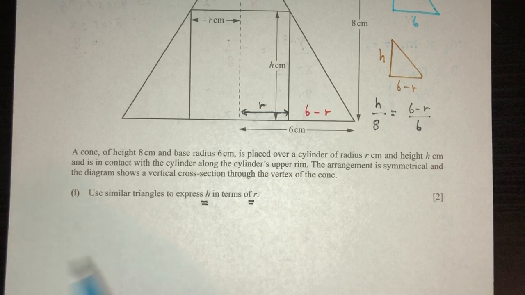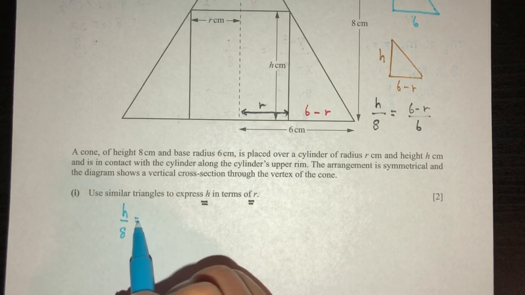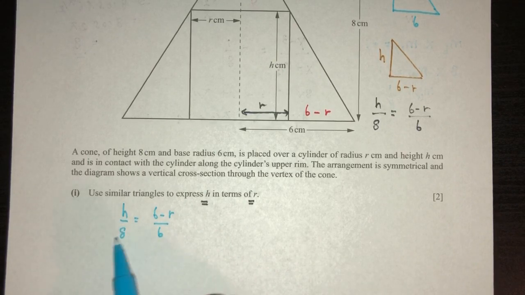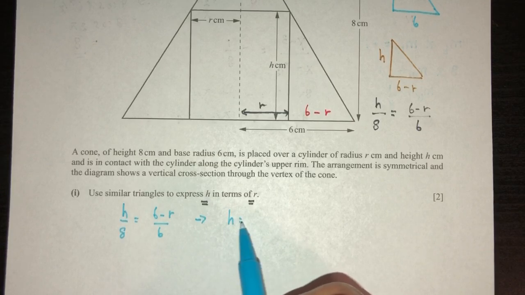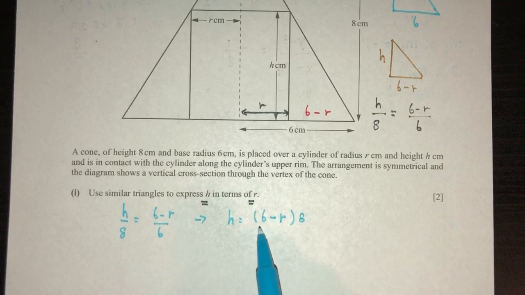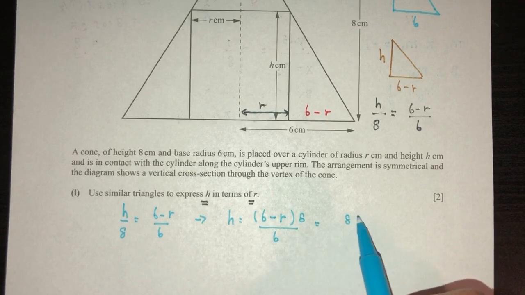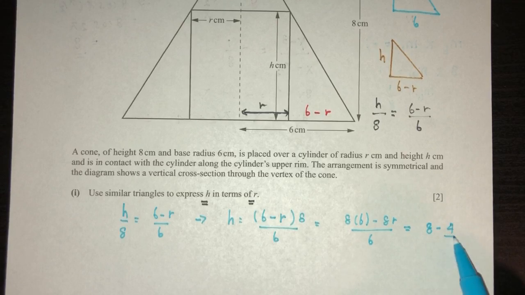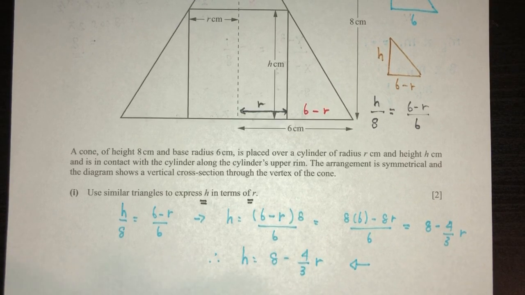Okay, so let's write this equation here. Right now we know that h over 8 is equal to 6 minus r over 6. So let's simplify. Let's send this over here. You will have h will be 6 minus r, times 8, divided by 6. So you have 8 times 6 minus 8r divided by 6. That will be 8 minus 4 over 3 r. So finally, h is equal to 8 minus 4 over 3 r. That is part 1 of the question, h in terms of r.